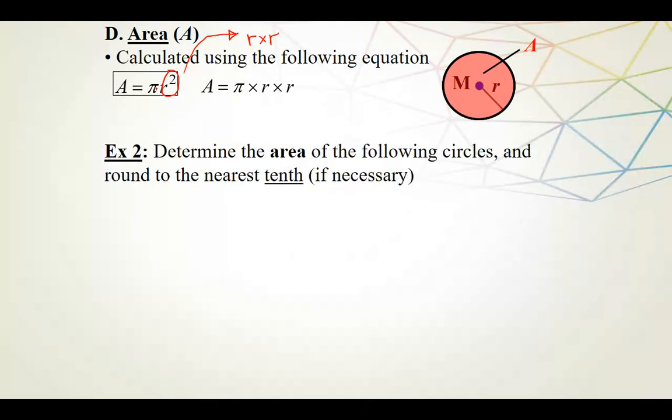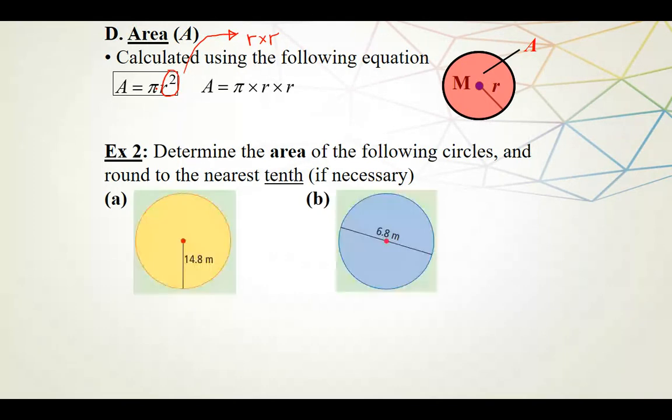Example 2, determine the area of the following circles and round to the nearest tenth if necessary. Here's my 2 circles. Once again, the first thing you want to do is look at the picture and identify whether the picture is showing the radius or the diameter. So in part A, I have a line going from the center of the circle to an edge. That's the radius. That's good because we can actually use the equation right away because the equation for the area is written in terms of radius. So let's go to my 3-step procedure.